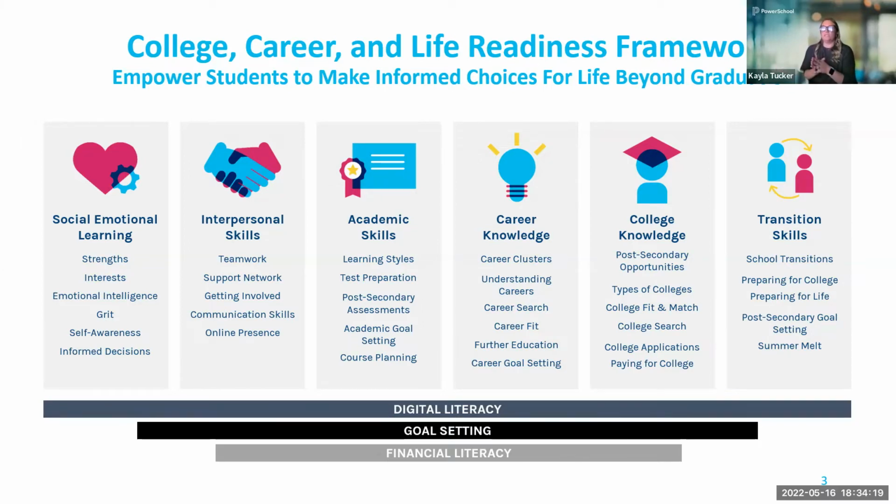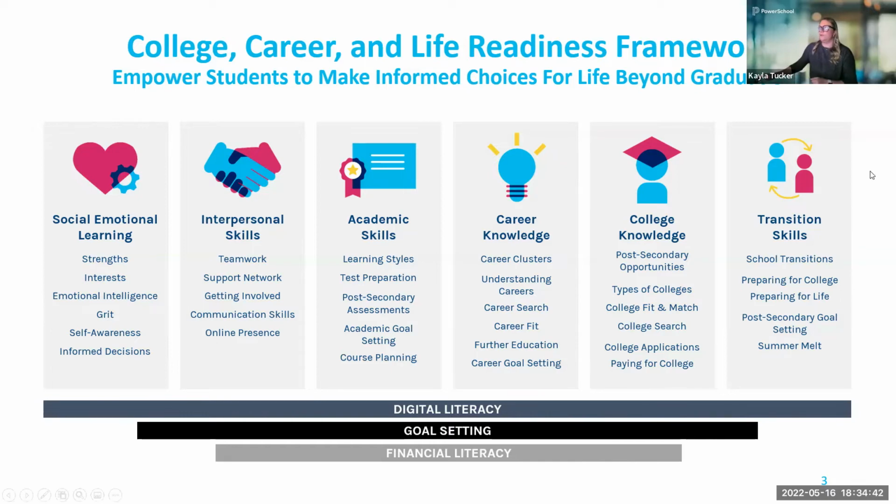We have built the software off of these 6 competencies: social emotional learning, interpersonal skills, academic skills, career knowledge, college knowledge, and transition skills. And all 6 of those skills are built off of a basis of digital literacy, goal setting, and financial literacy, built all into our Naviance software.